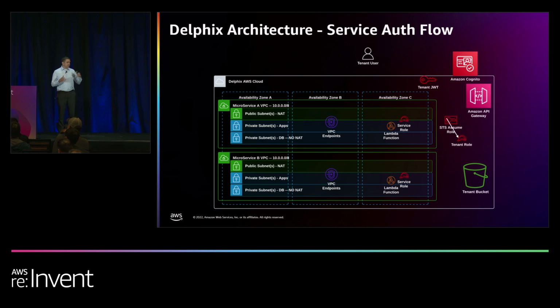Now service A is going to do whatever work it needs to do to function, but let's say it needs to talk to service B now. Service A is going to make a call to the VPC endpoint, to the API gateway, and using the service role, do a SIG-v4 authentication to the second Lambda, passing along the JWT with that transaction. That JWT then, again, gets verified, and then allows that service to assume role into the tenant role. And now that service can access the tenant-specific bucket using SIG-v4 authentication.